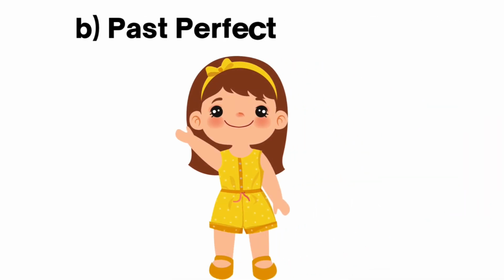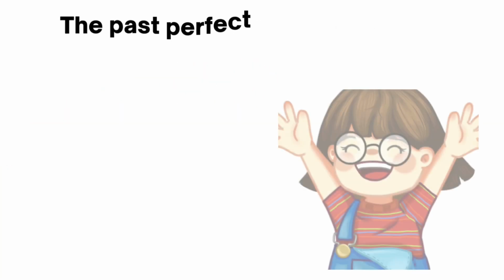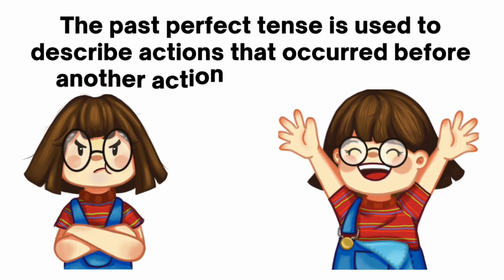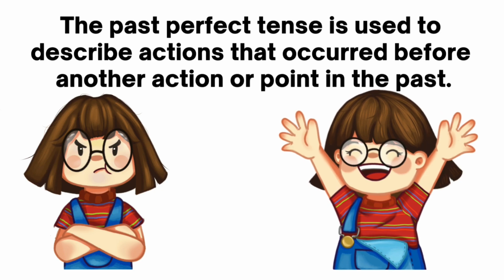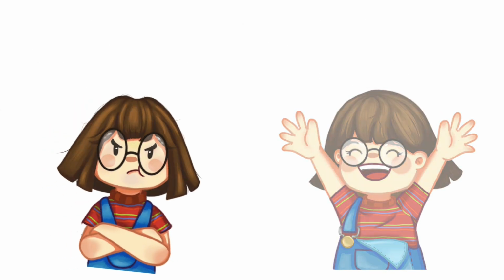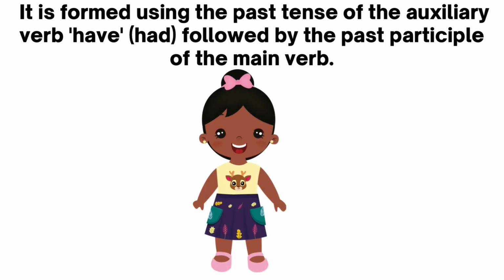Past perfect tense. The past perfect tense is used to describe actions that occurred before another action or point in the past. It is formed using the past tense of the auxiliary verb have, had, followed by the past participle of the main verb.